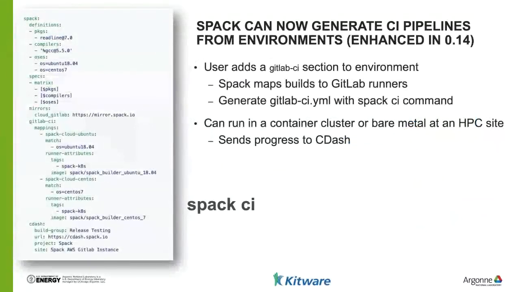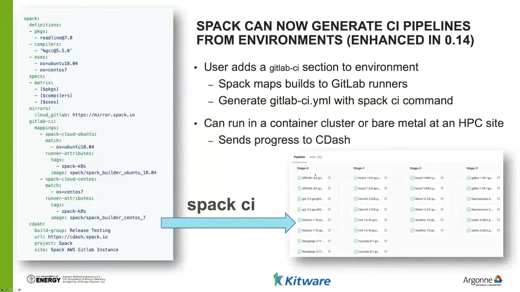I've said most of this already, but basically you're declaring a stack. You can declare a mirror where you want to have packages, versions of packages cached, and you can actually publish the progress of this build process to a CDash dashboard as you go, if you so choose. This is developed by Kitware. CDash is a Kitware product, and so of course they're interested in showing off their product. But it's possible to have a dashboard looking at the builds in progress using this SPAC CI workflow.